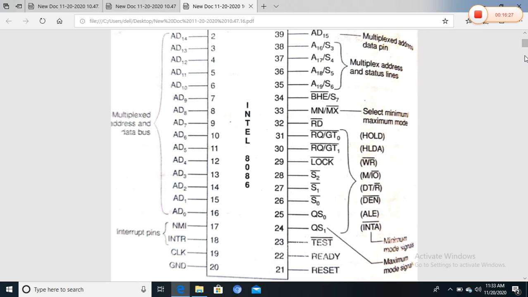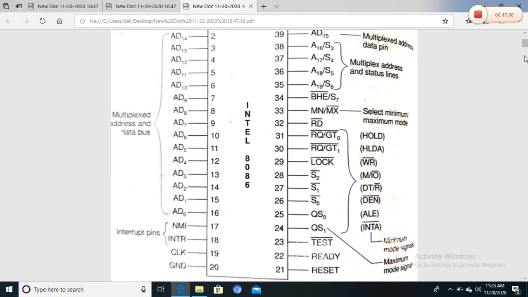Next pin is TEST bar, pin number 23. This processor, the 8086, has a WAIT instruction. When the processor executes the WAIT instruction, it checks the status of the TEST pin. If the TEST bar pin is low, then execution continues. Otherwise, the processor waits and goes into the idle state. That is the function of the TEST pin.